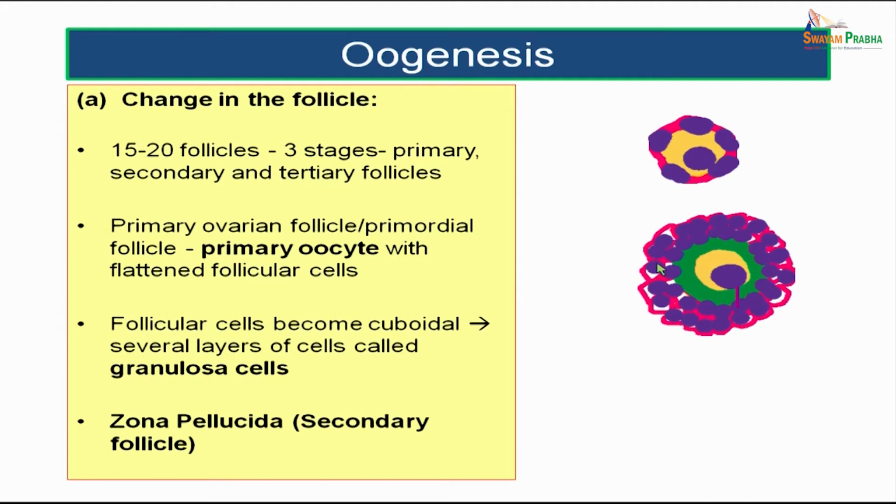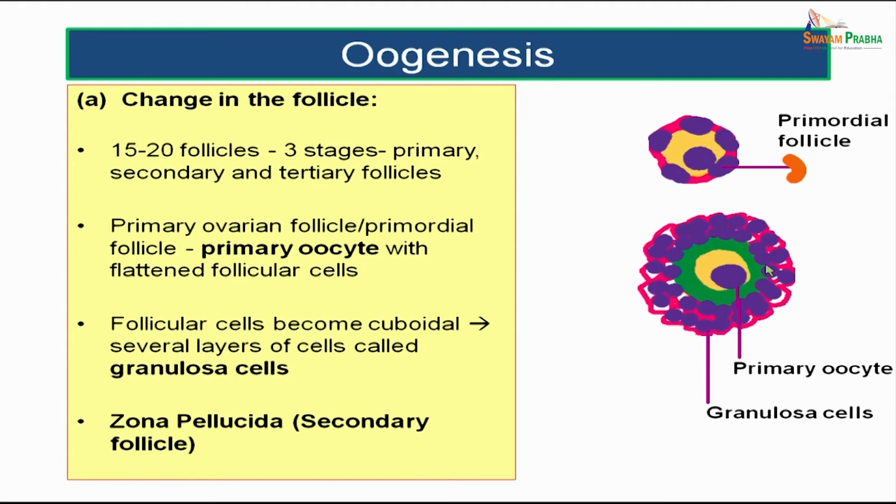So, as the follicles mature, towards the end of this, you call the primary follicle as secondary follicle. So, this is the primordial follicle, this is the primary oocyte, you have the granulosa cells covering it, then you have the formation of Zona pellucida, and towards the end of it, you call it as secondary follicle.